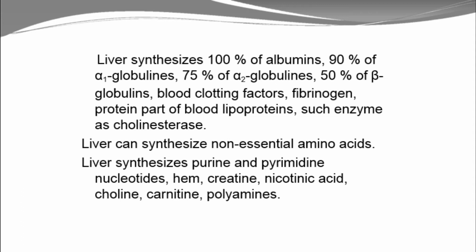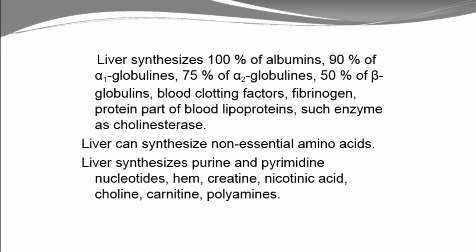The liver is also known to produce non-essential amino acids. I hope you guys remember what non-essential means. Those that can be made in the body, right? So the liver is also known to synthesize nucleotides, purine and pyrimidine. It can also play a role in producing heme, creatine, etc.